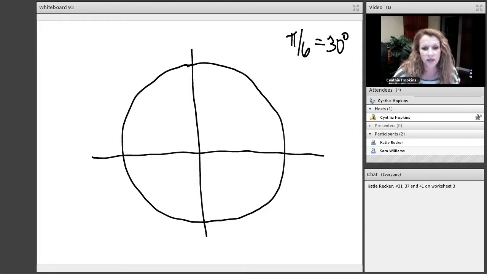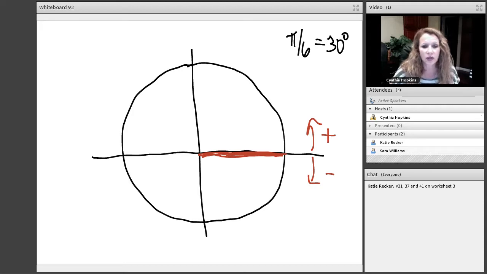Since each quadrant is 90 degrees, let me change my marker to red. Starting in standard position means starting on the positive x-axis. So where I'm highlighting here in red, that's the initial side of my angle. If my angle is positive, it goes in the counterclockwise direction. And if the angle is negative, it goes in the counterclockwise. I just said that wrong. Positive is counterclockwise, negative is clockwise.